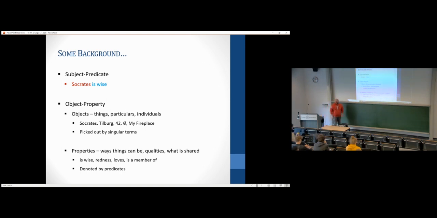Contrast that with properties. Properties are the way things are, or their qualities, or attributes, or what's shared between objects, the resemblances between objects. So this is stuff like is wise or wisdom, redness or is red, loves. Relations are going to be properties in some sense. Is a member of. And the important thing linguistically is these are often thought to be denoted by or referred to by predicates.